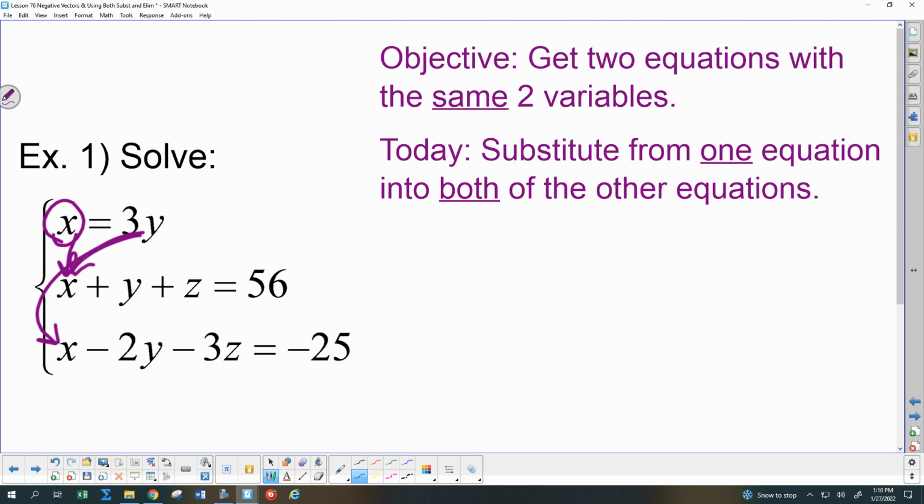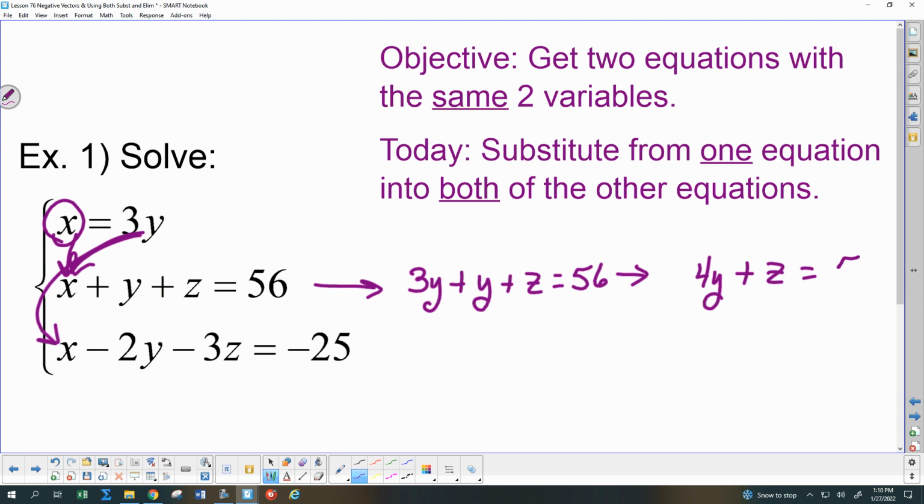So in this first one, I'm going to change that x to a 3y, plus the y that was already there, plus the z is 56, which means I am looking at 4y plus z is 56. And check my work on this. Don't let me get away with any errors of writing down something that isn't quite right.